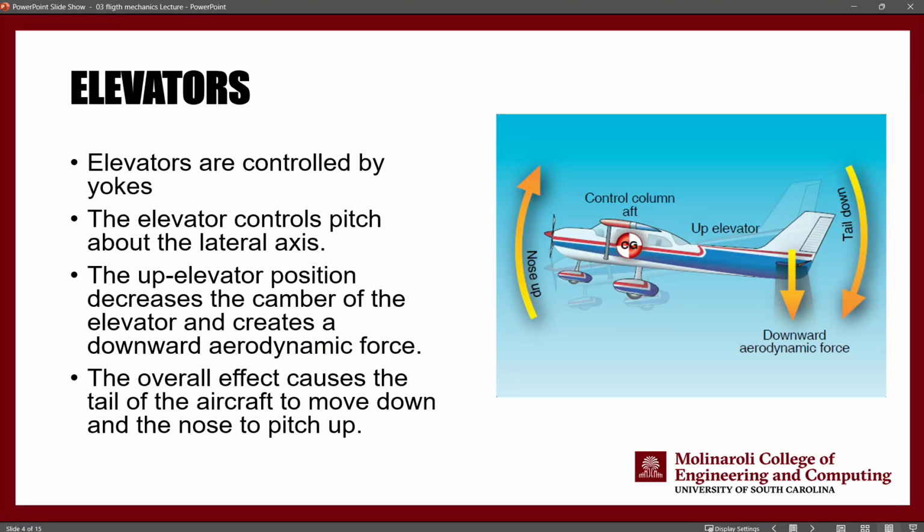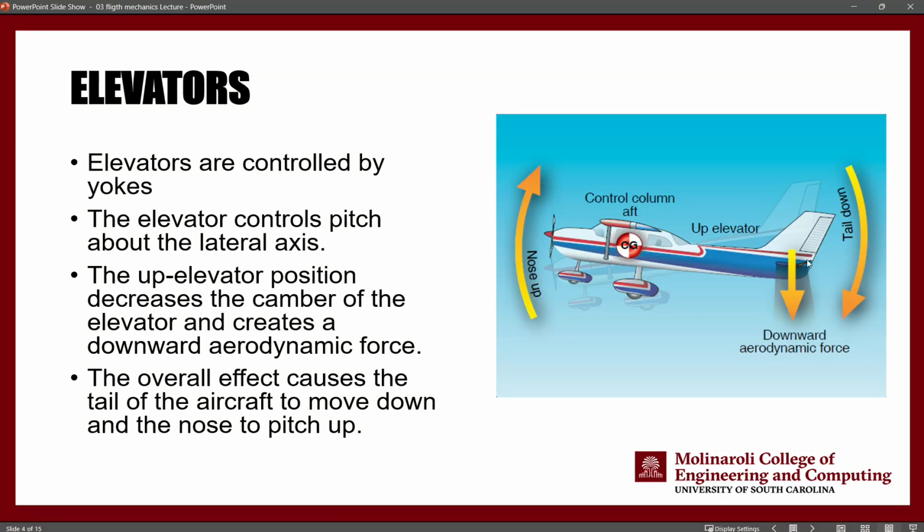So how does it work? When you're trying to gain altitude, you are going to move the elevator in the upward direction. You can see this is the elevator. It's a very small region. When you pull the yoke towards yourself, this will move up.